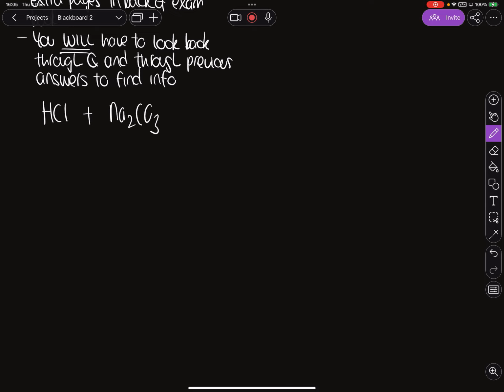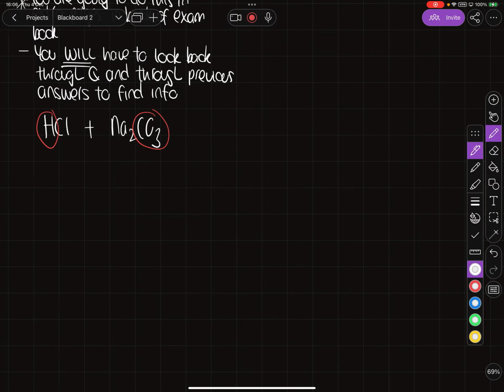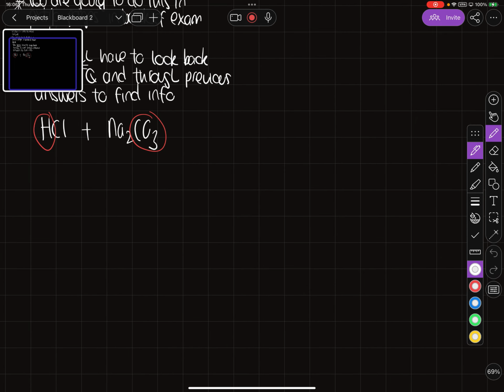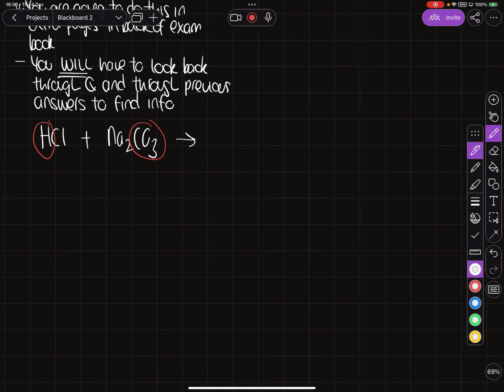So if it looked like this, firstly, you should be aware that this is an all boys sing well bonus. So you're making a salt and water and CO2. And it's the things in the red circles that are going to make your water and the carbon dioxide. So we have our arrow. We know that we're going to be making H2O.